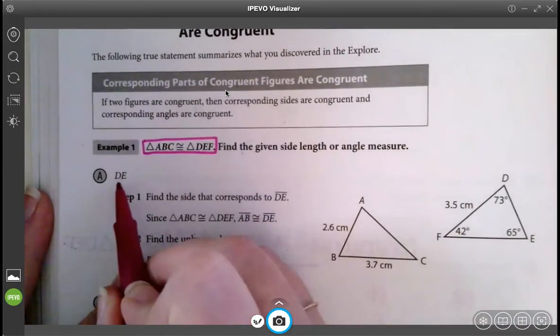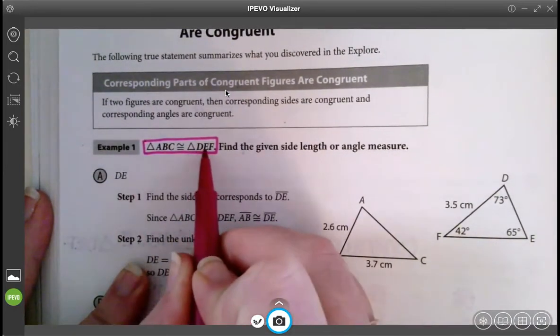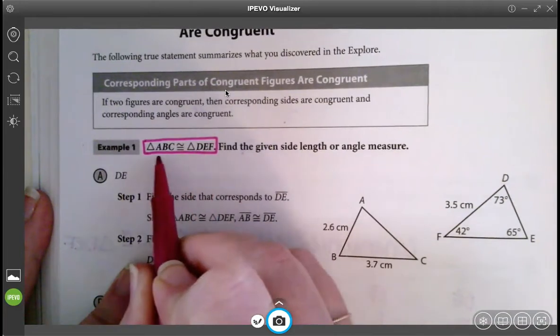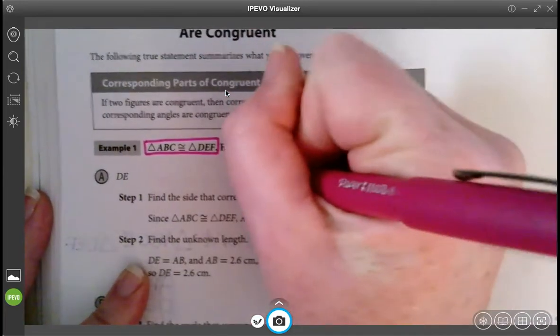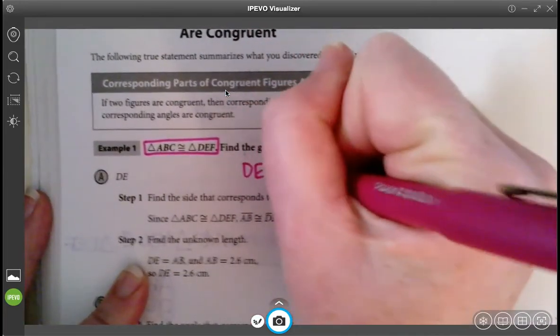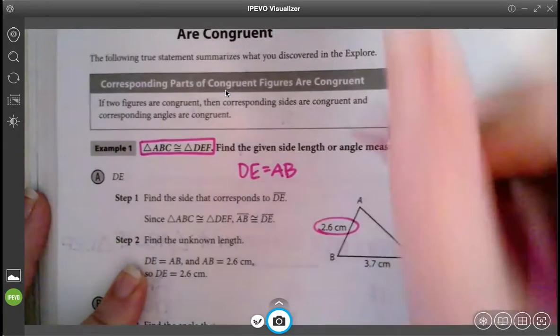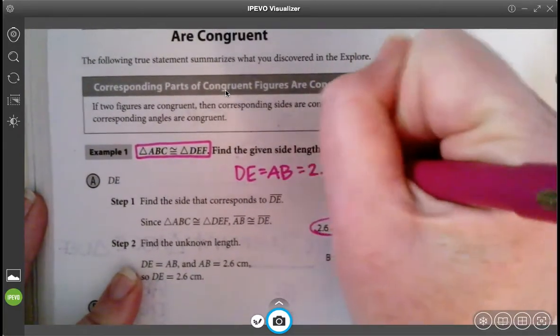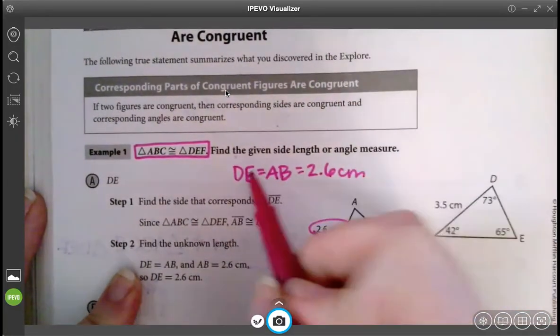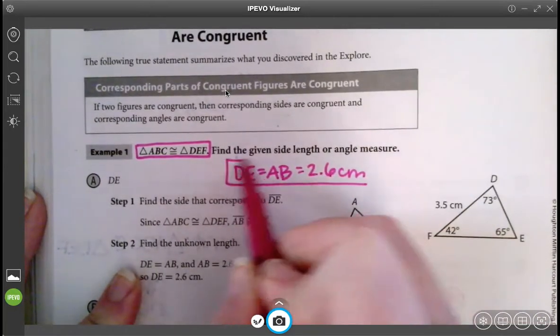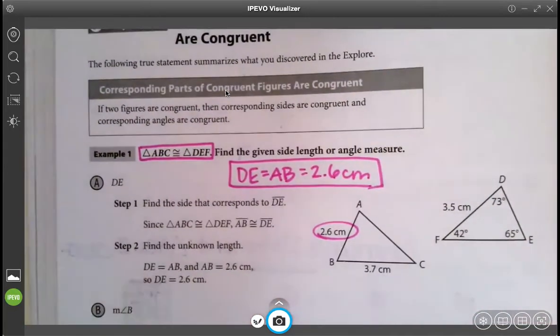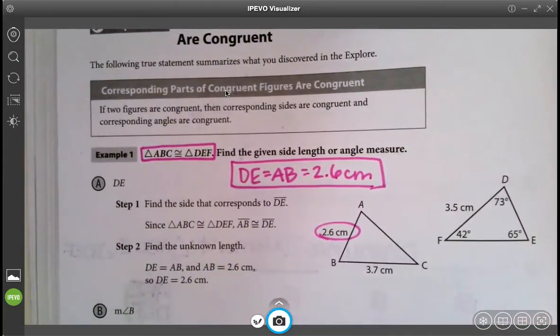So DE is supposed to be congruent to what? Here's DE, first and second letter. Yeah, AB. So DE should be equal to AB, those two lengths. So what is AB equal? Yep, there it is. Just looked it up. So DE is equal to AB and AB is equal to 2.6 centimeters. So DE is also 2.6 centimeters.